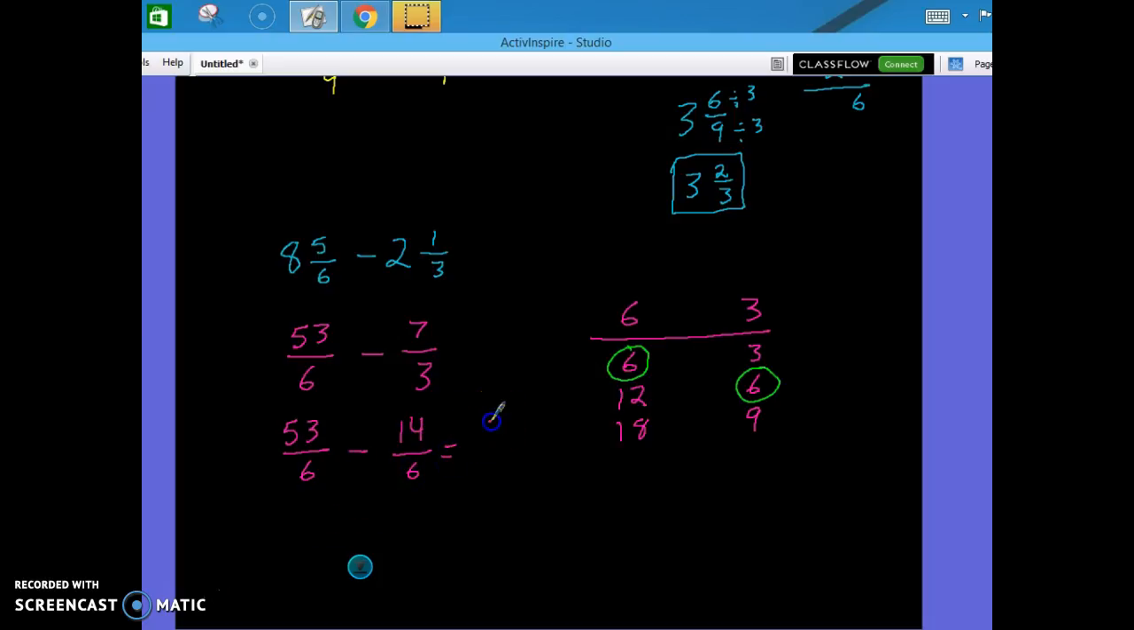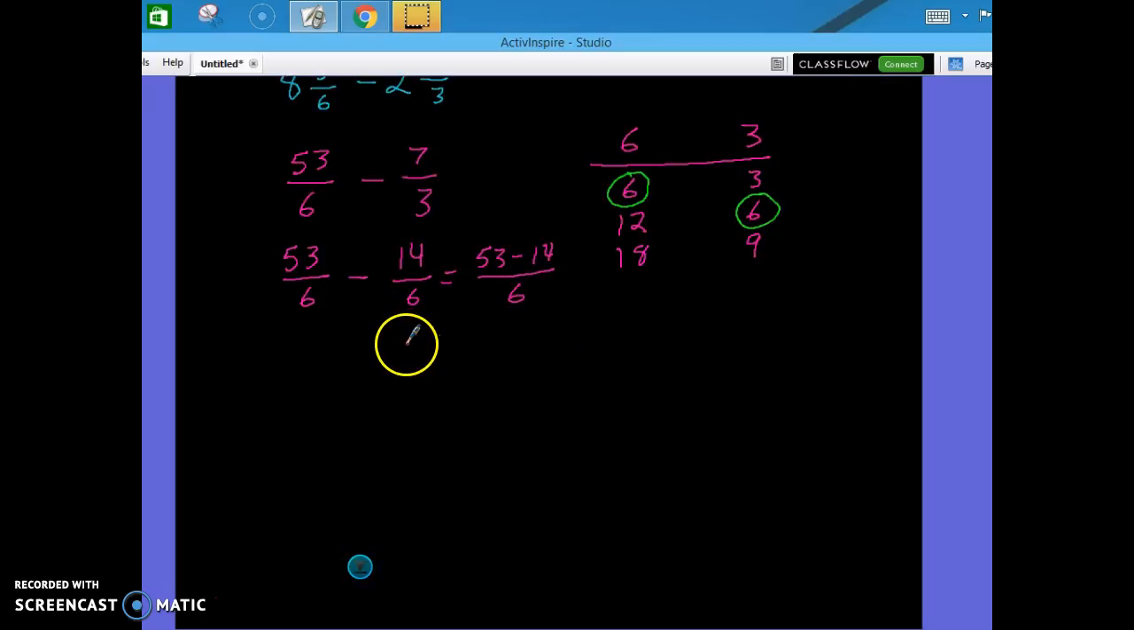We can subtract 53 minus 14 over 6. 53 minus 14 is going to be 39. So now we have 39/6. This is correct, but we want to write it as a mixed number and in simplest form. Over here, I'm going to divide 39 divided by 6. I want to find out how many times 6 goes into 39. It doesn't go into 3, but it goes into 39 6 times.